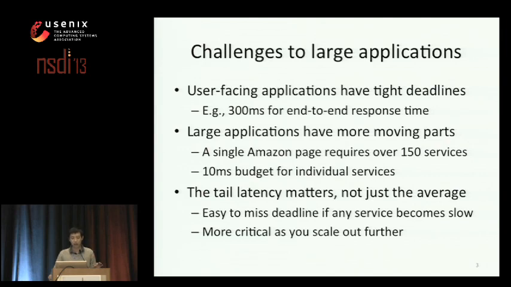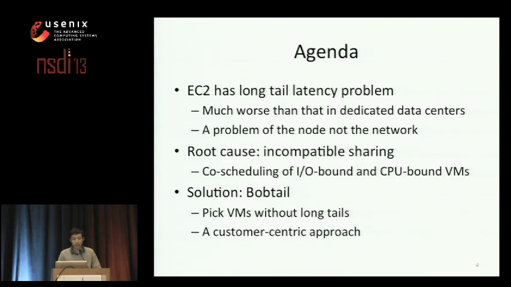and communication. As a result, for network communication in the cloud, it's not only that the average latency must be low, the tail latency matters. For a system with large fanouts, even if a single service gets slow, your entire transaction may miss the deadline. While the tail latency is very critical, in this talk, I'll show you that Amazon's EC2, which uses virtualization to manage the hardware, suffers from a long tail latency problem. And that problem is much worse than that in dedicated data centers, the ones like Microsoft and Facebook use.